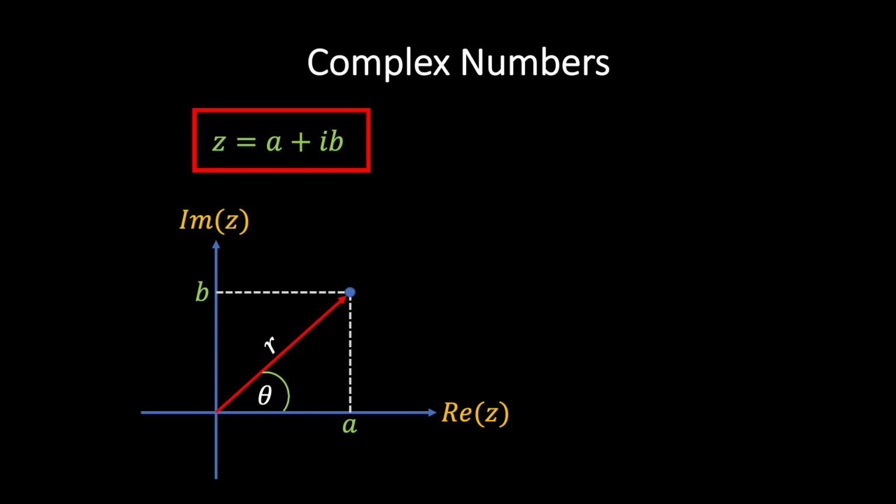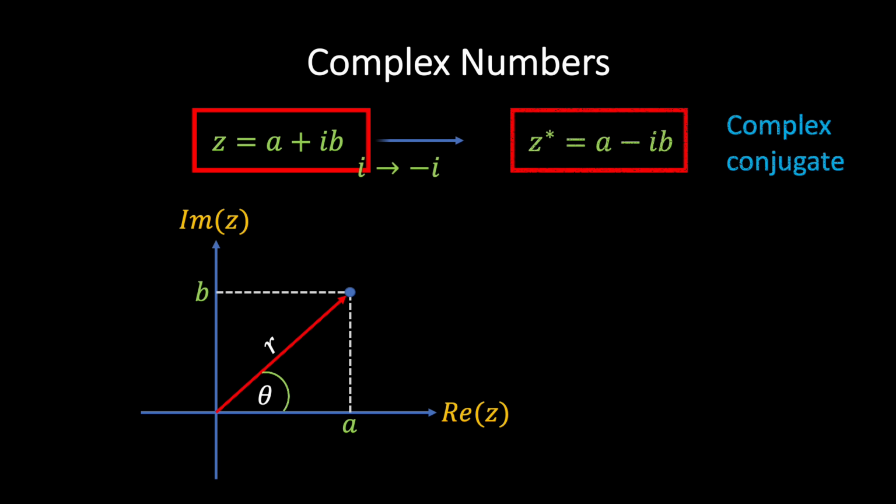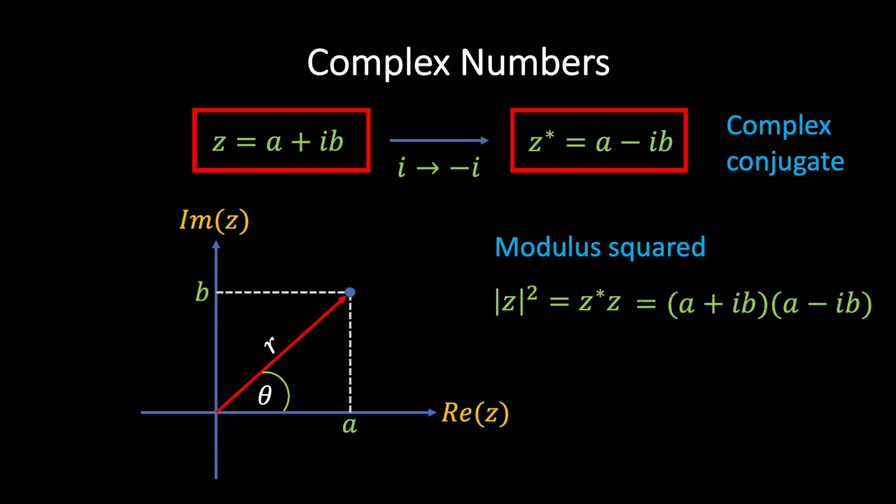Now, if you have a complex number of the form z equals a plus ib, then it's possible to perform an operation on this number, which is referred to as taking the complex conjugate. This operation simply involves replacing i with minus i, and it's represented by the asterisk symbol. Armed with the complex conjugate operation, we can then calculate the modulus squared of a complex number, which involves multiplying a complex number with its complex conjugate. In our example, we see that the modulus squared of z can be written as a plus ib times a minus ib, which simplifies to a squared plus b squared.